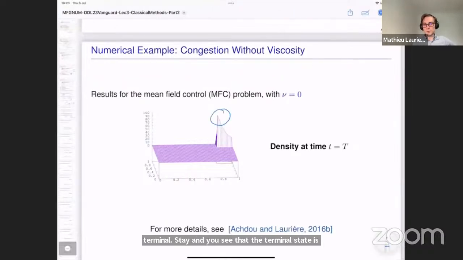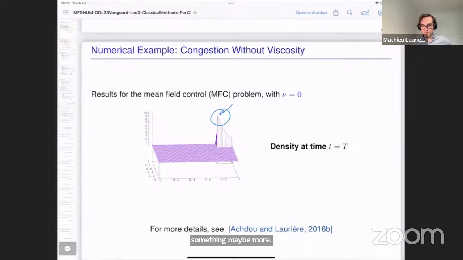The reason is probably that at terminal times, they don't really pay any cost anymore, so they don't care if the density is very high. They are just happy to have reached the destination. So this is a consequence of the model. You could change the model in order to avoid this peak here and have something maybe more realistic. Or maybe this is realistic, depending on your model.